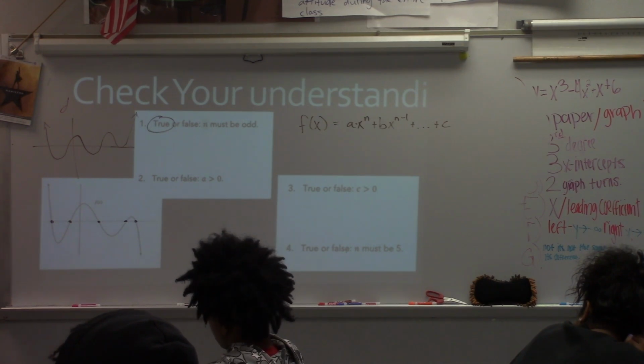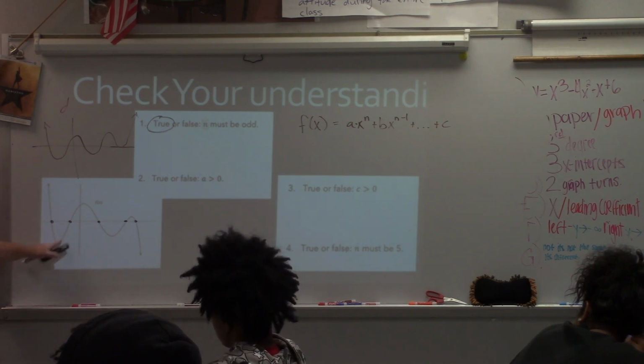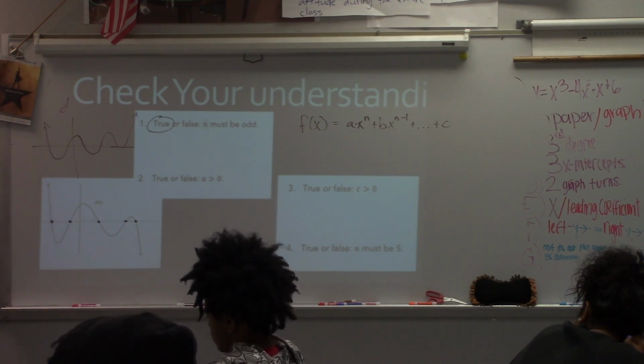Is there anything else? Say again. Okay, the number of turns is how many? For the one that was originally given? 4, which would indicate that the degree probably is 5. Okay, there's something else.